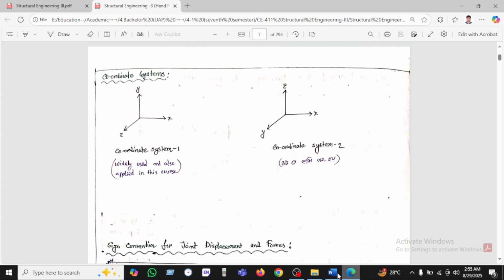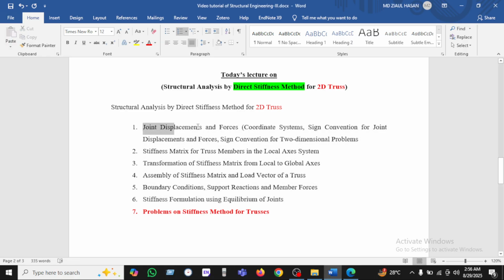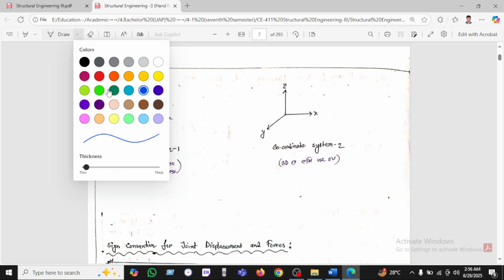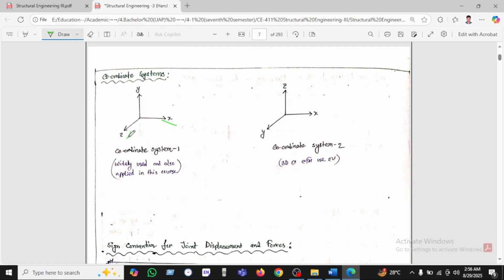So let's start. Our topic is joint displacement and forces. First of all, we will show the coordinate system. Here we can see coordinate system 1: x and z are in the plane of the surface, and the y axis is vertical. In the 3D coordinate system, x and y are in the plane, and z is vertical.